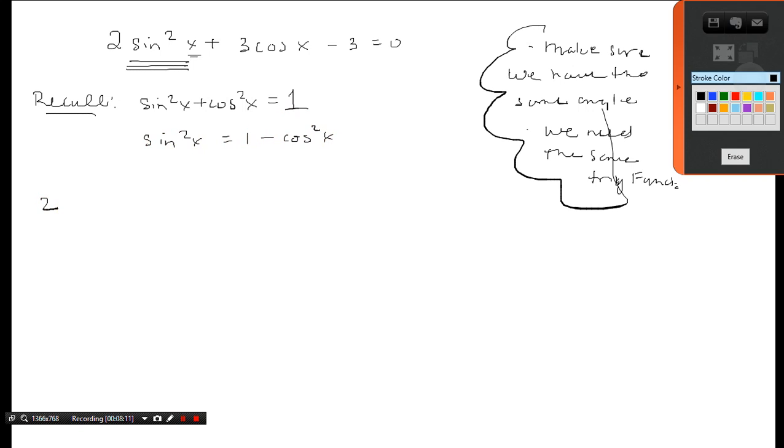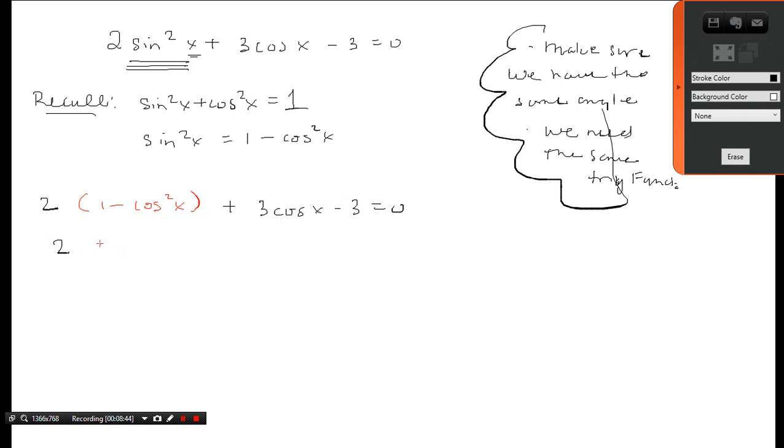I end up with 2 times 1 minus cosine squared x, right? And then I can continue on with my equation, plus 3 cosine of x minus 3 equals 0. Now this really helps me a whole lot. And why does it? Because now everything's in terms of cosine. When I get to that part where I need to factor, it'll be easier to do. I can't do it if they're sines and cosines. They're not the same thing, right? They're x's and y's. It doesn't make sense.